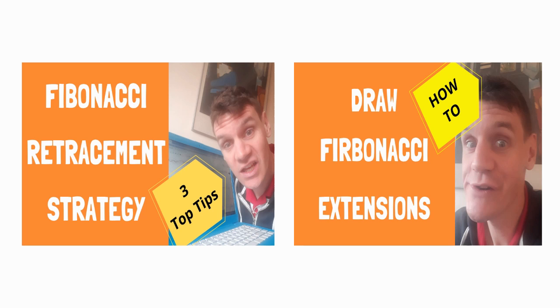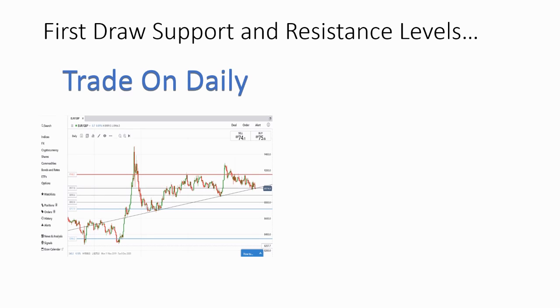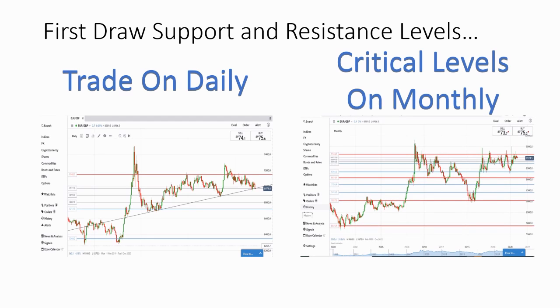Okay, so the first thing I do when analyzing a pair is to draw my support and resistance levels. Now, this is because I normally trade on a daily chart, but the critical levels are firstly drawn on a monthly chart. This means that logically, the first part of my technical analysis is always to draw on my support and resistance levels, and that's why I start drawing them on my monthly chart.